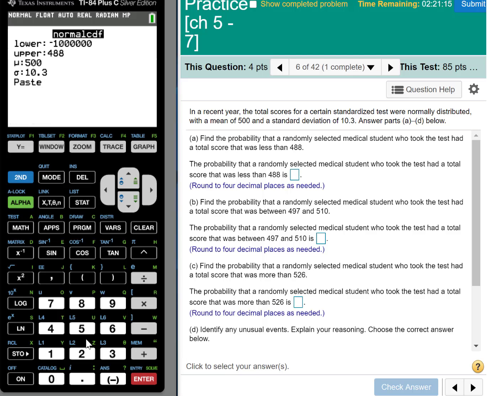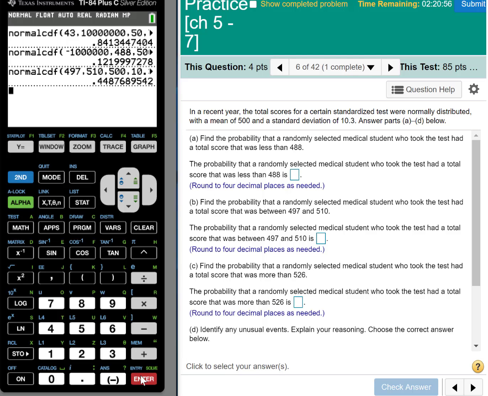So the lower value is the lower bound, 497. The upper value is 510. And my mean is 500. My standard deviation is 10.3. I leave them the same. Paste, and you get the answer.